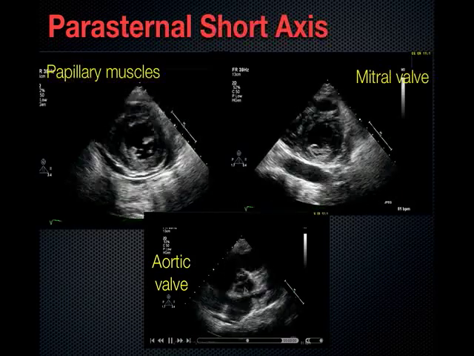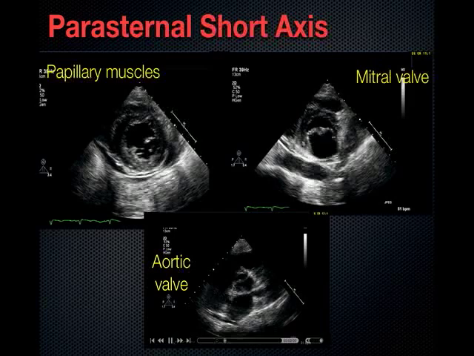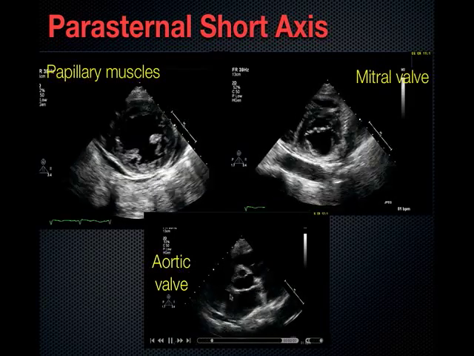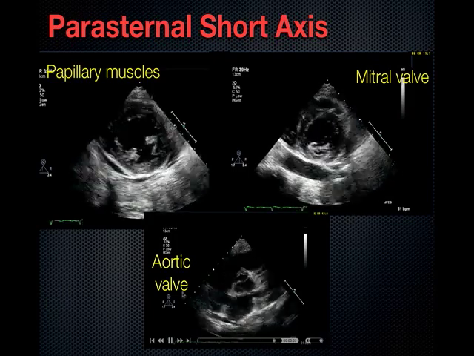And the aortic valve with the three leaflets. This line right here is the interatrial septum, and so we have the left atrium and the right atrium. And you can see a little bit of the tricuspid valve coming in there.